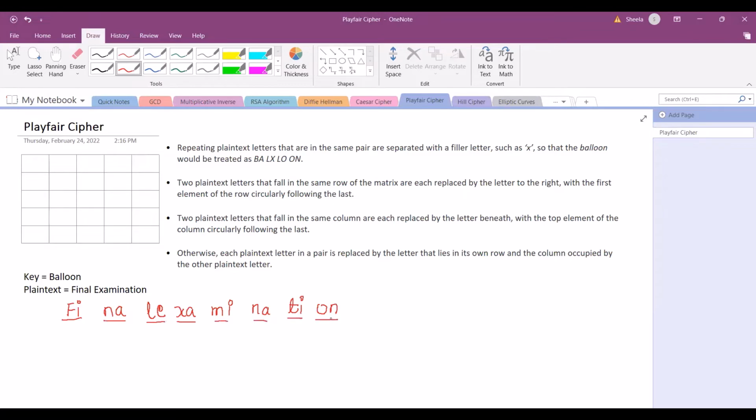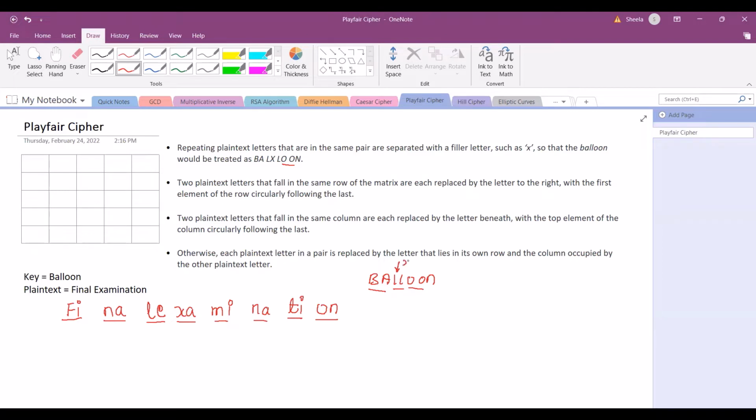While grouping, if there is a same element, for example in the message BALLOON. BA are 2 different letters, but L and L are the same letter. When both the letters are the same, I cannot do encryption. So in that case, I'm going to add a filler letter, meaning I need to break this chain.